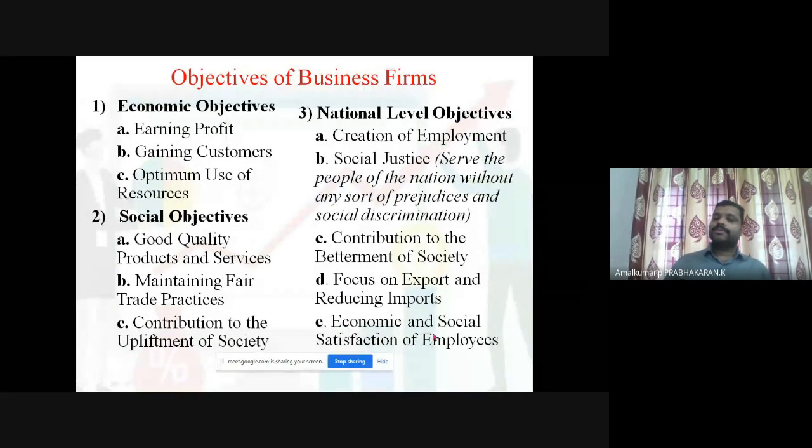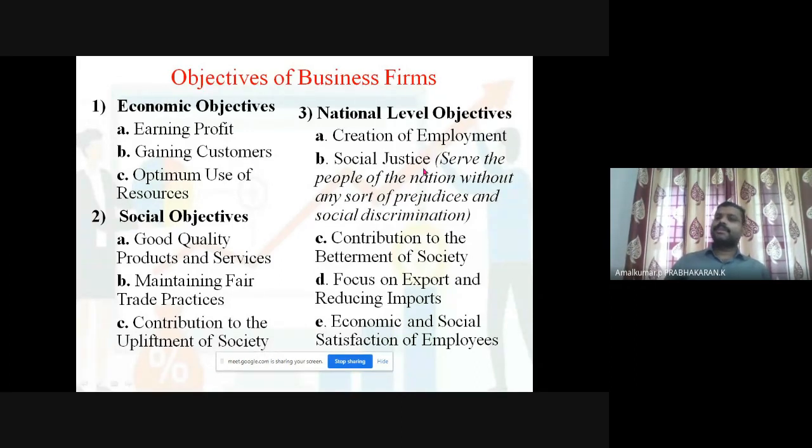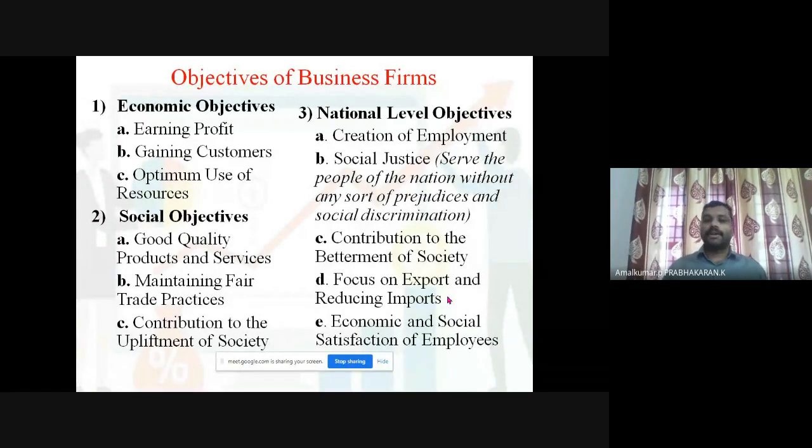And the last one is economic and social satisfaction of employees. They want to satisfy the economic and social needs of the employees. These are the different national level objectives of a business firm. The first one is creation of employment opportunity. Second, social justice. Third, contribution to the betterment of the society. Fourth, focus on export and reducing imports. And the last one, economic and social satisfaction of employees. These are the major objectives of a business firm: economic objectives, social objectives, and national level objectives.